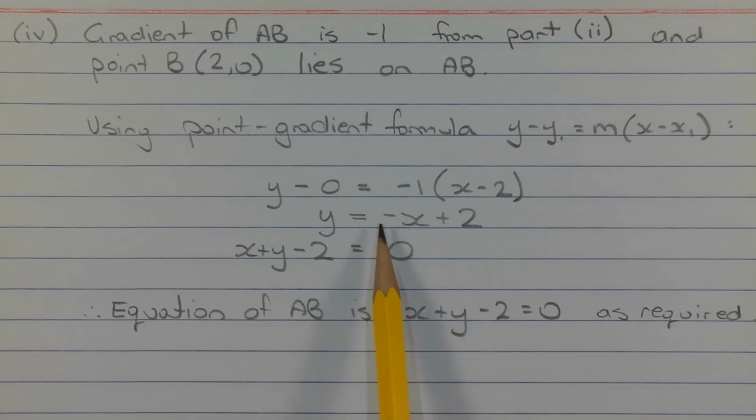Then moving the terms on the right hand side over to the left hand side, so the coefficient of x is positive, and that way we get the equation in general form. We get x plus y minus 2 equals 0. Therefore, the equation of AB is x plus y minus 2 equals 0 as required.